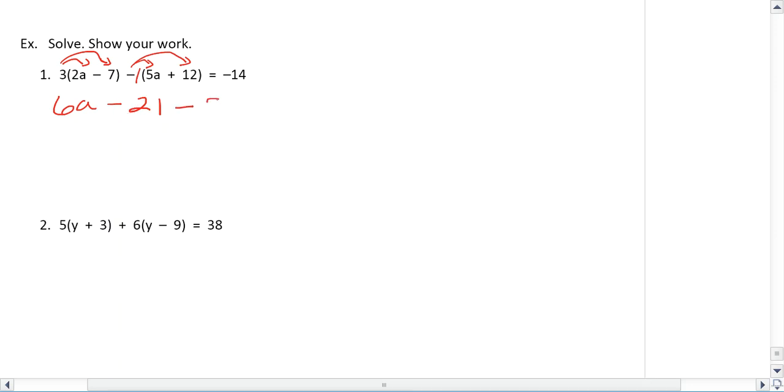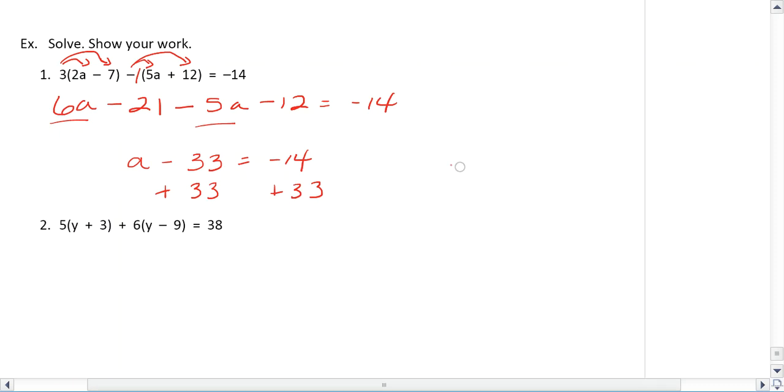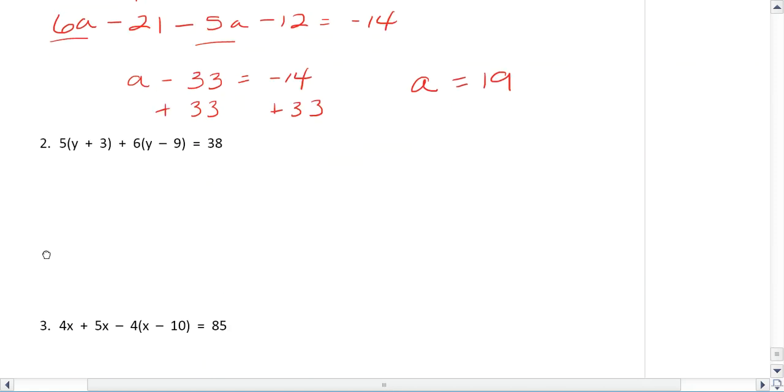So this becomes a negative 5a minus 12 equals a negative 14. So now we go ahead and combine like terms. We have 6a minus 5a is just a. A negative 21 and a negative 12 is a negative 33, and this is equal to a negative 14. So if we go ahead and add 33 to both sides, we end up with that a is equal to 19. All right, the next example.